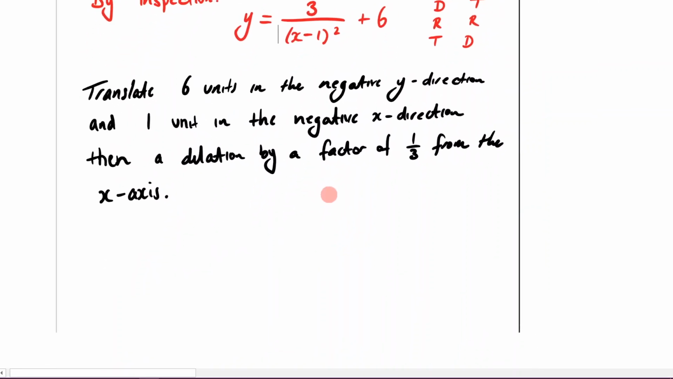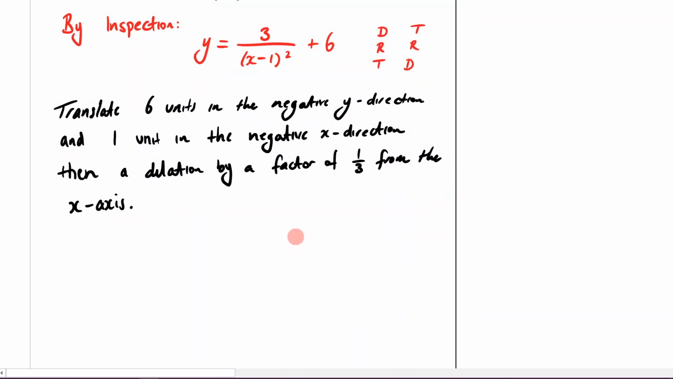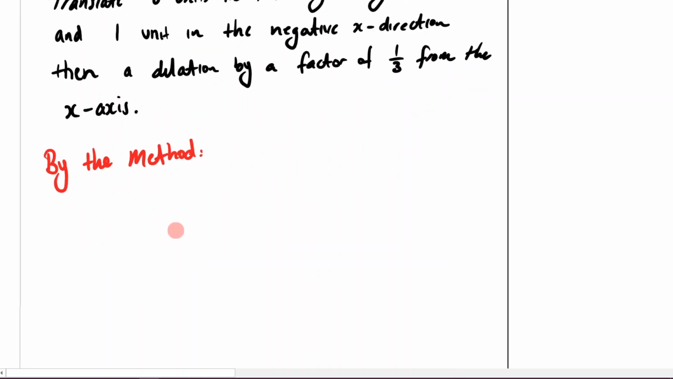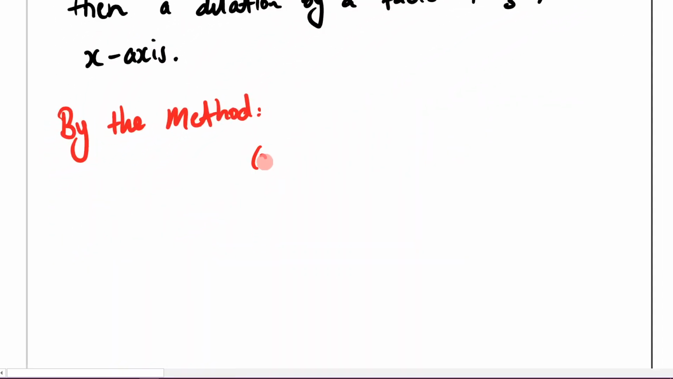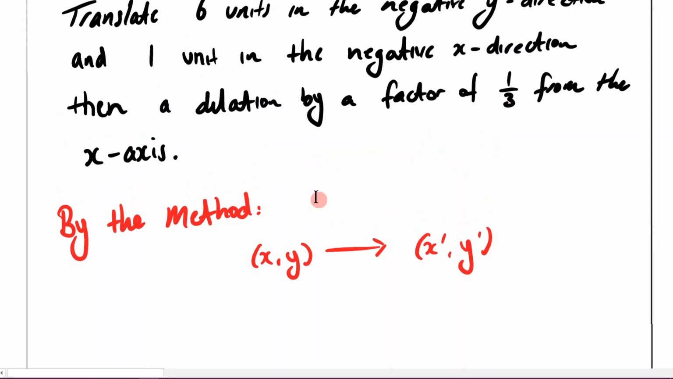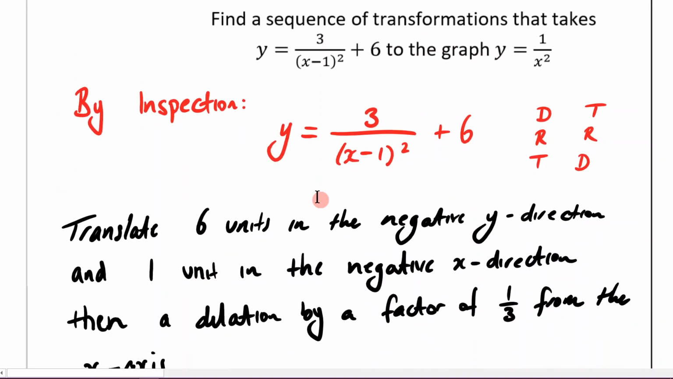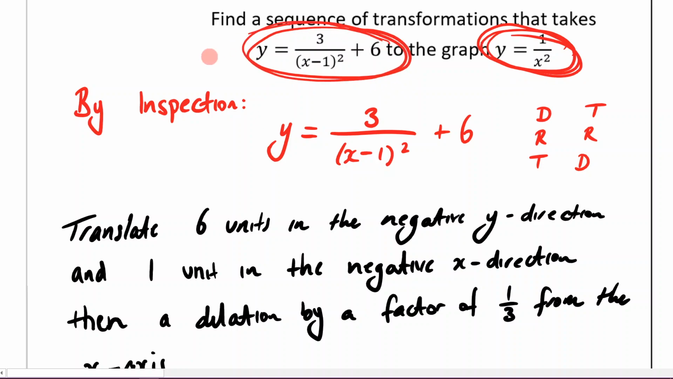So let's come over here. And let's now go by the method. So this is going to be a different way of getting the same result. Remember, when we're doing by the method, we start with this. I'm going to a new point x dash y dash. Now, writing this out can be helpful because we have to be mindful of what we're starting with and what we're ending up with. We're starting with this and we're going to this. So that means this right here is my newly transformed graph, and this is my original graph.